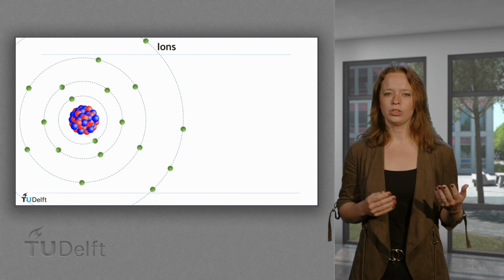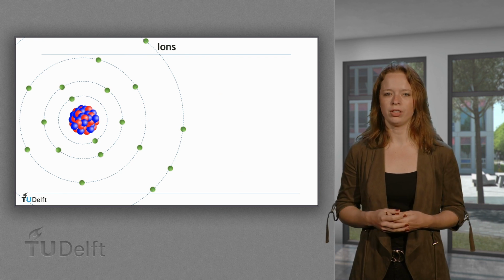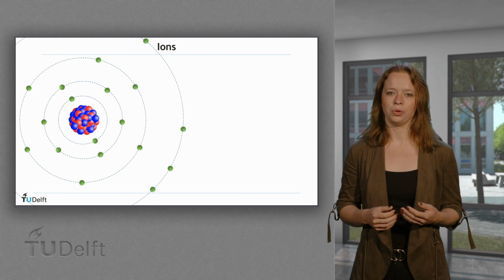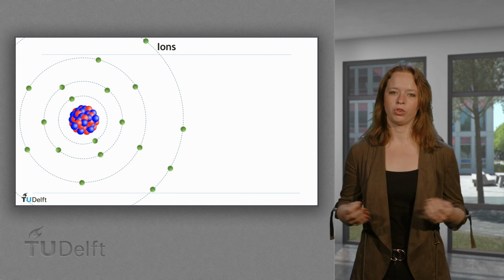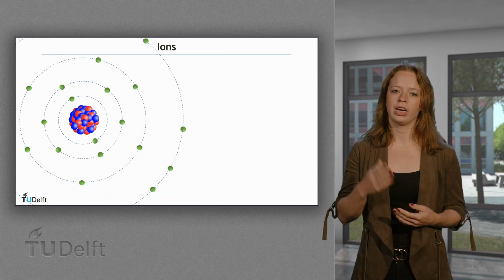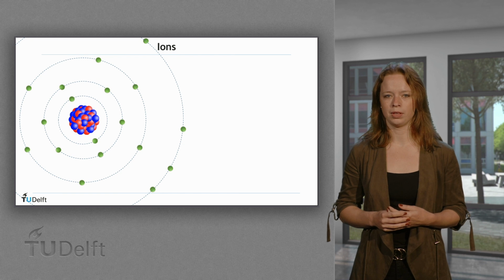When the atom gains or loses some of its outer shell electrons, we call it an ion. An ion is an atom or molecule with a positive or negative electrical charge. It has this charge because the number of electrons no longer equals the number of protons in the atom.